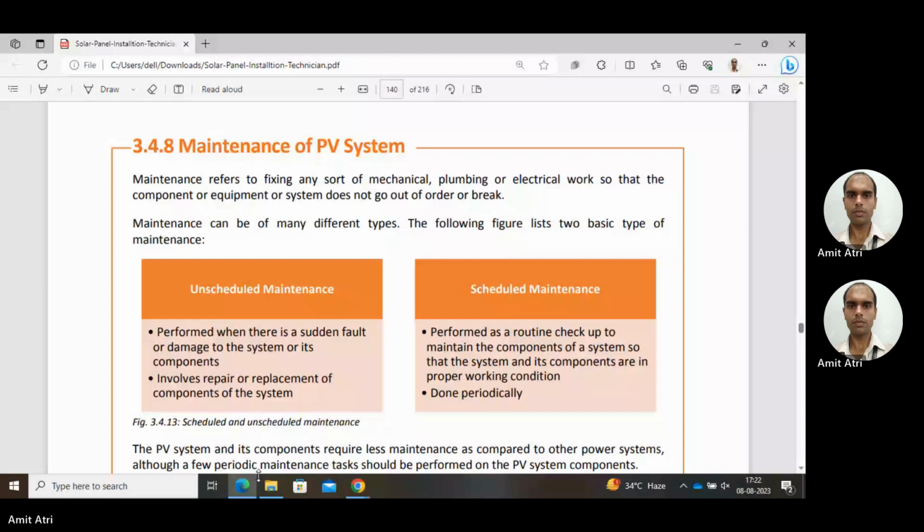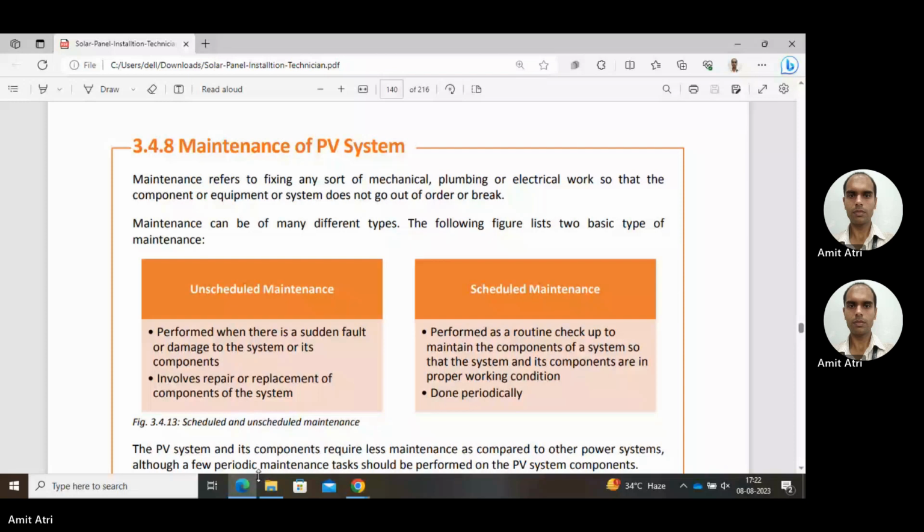So maintenance refers to fixing any sort of mechanical, plumbing or electrical work so that the component or equipment or system does not go out of order or break. Means everything should be proper, and to make it proper, the task which we do comes under maintenance.